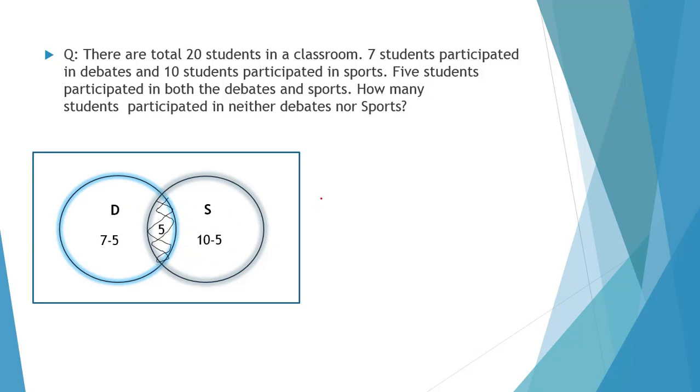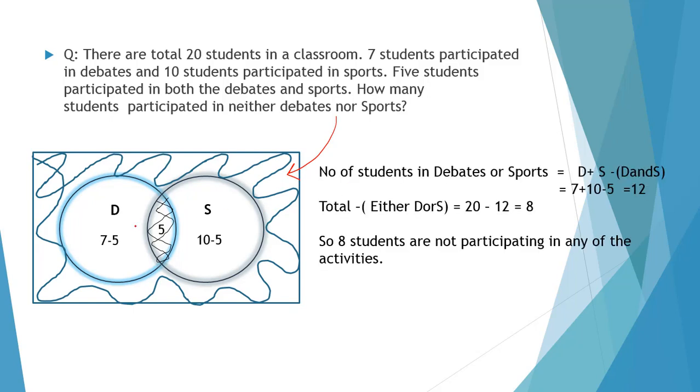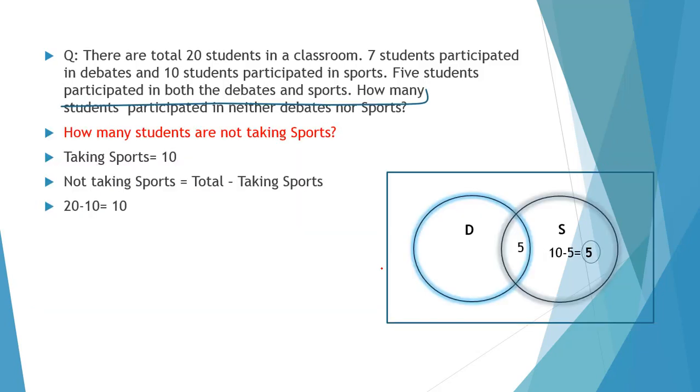5 students participated in both the debates and sports. How many students participated in neither debates nor sports? In the first step, calculate all the students inside this area without a double count. And to get the number of students outside the circular area, subtract the circular area from the total. 20 minus 12 is 8. 8 students are not participating in any of the activities.